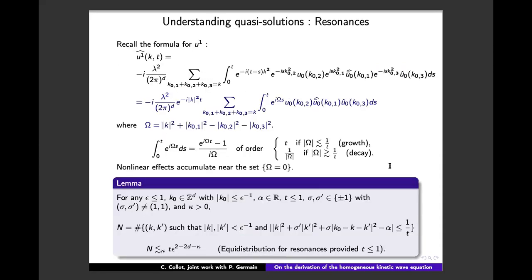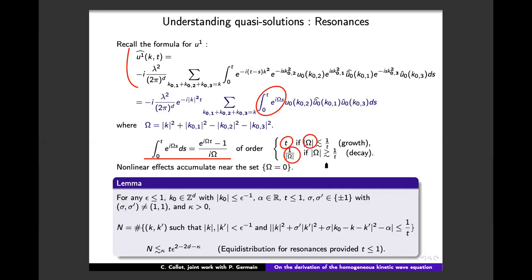Okay, so there is a last thing that I need to tell you to understand what's going on for my problem. This is resonance. So I recall you the formula for U1. U1 is just, I accumulate the nonlinear effects created by my linear dynamics. And if I do that, I can put it under this form. You see, there was a temporal oscillation that I can put in a short way like this. And here, I have to integrate from 0 to t some e to the power I omega s. If I do that, this term here, it can be either of size t, when my resonance moduli omega is small, or if it wasn't small, then it's of size 1 over omega.